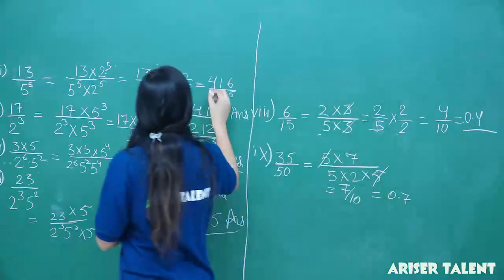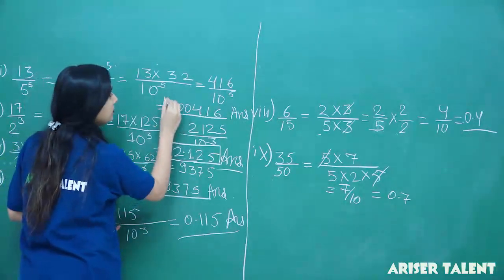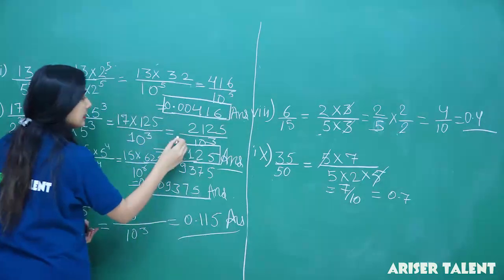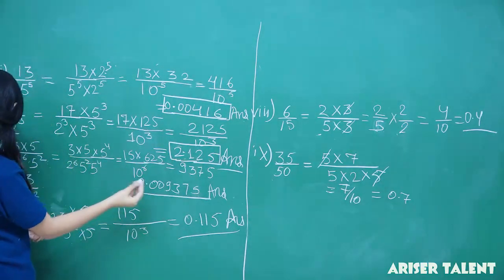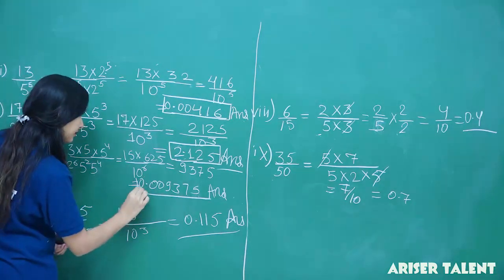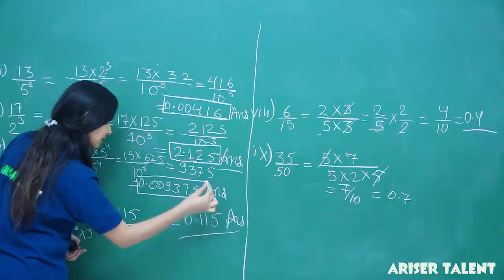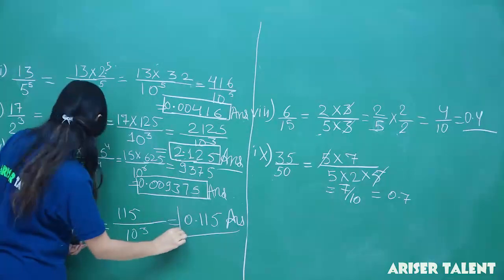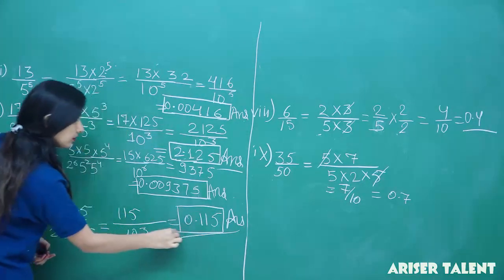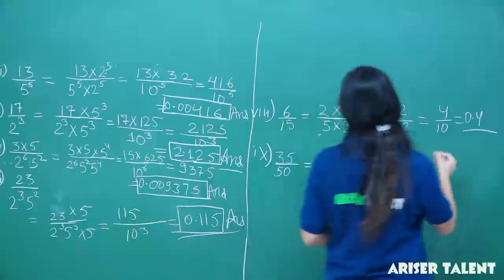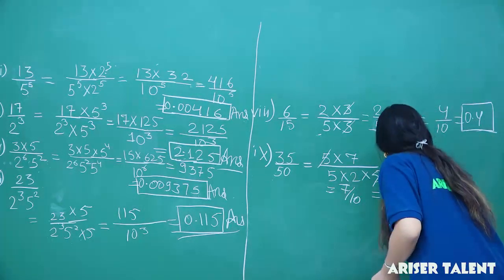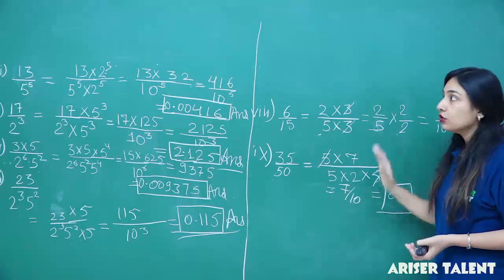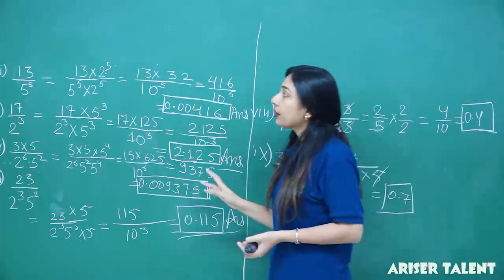So our first answer is here. The second one is here. The third one, it's here. The fourth one is here. This is the next and the next is here. Okay. So you understand the process?